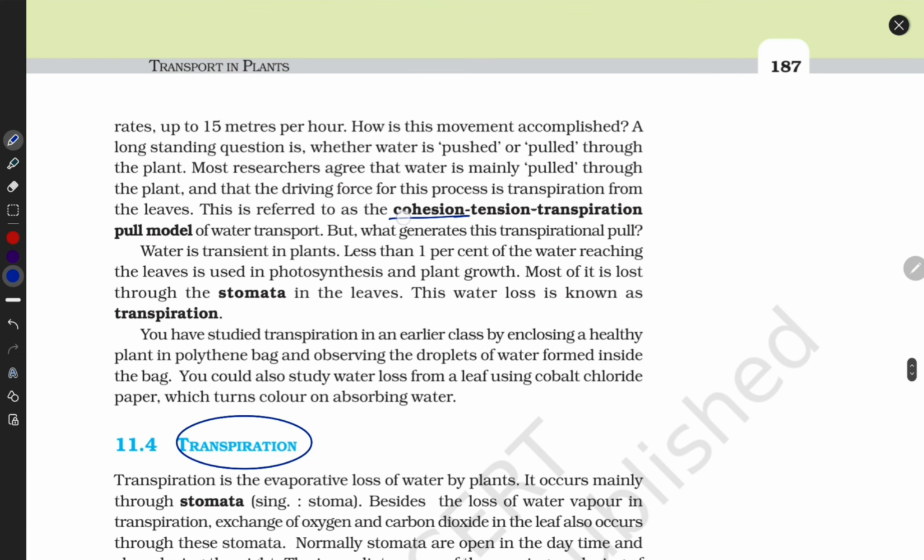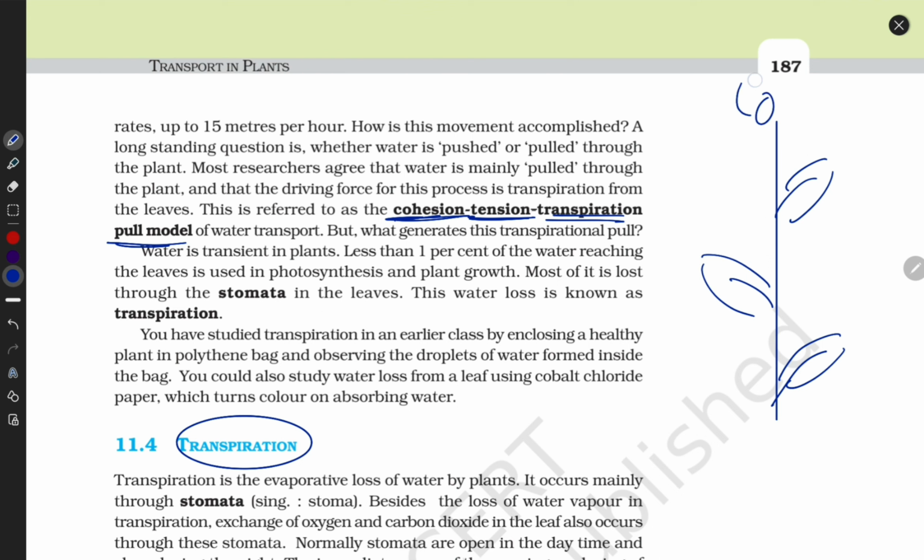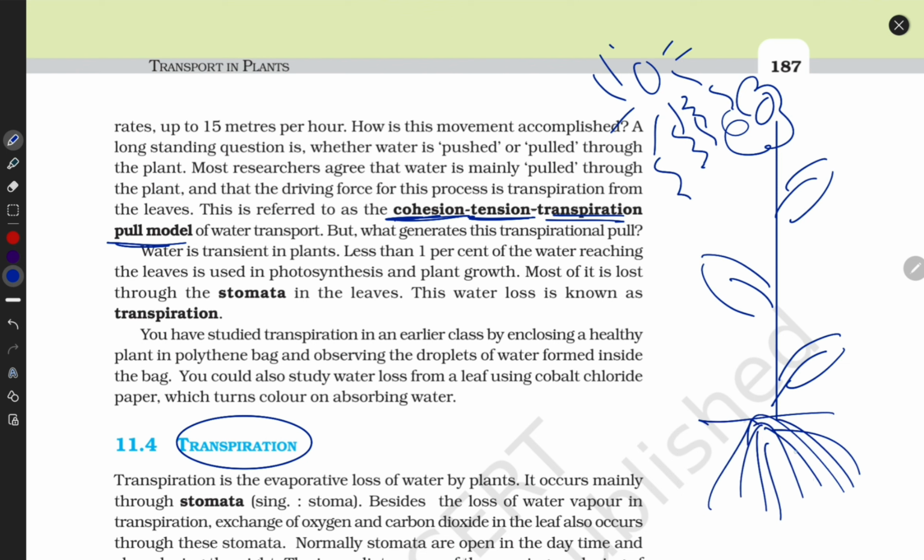Look at here, the cohesion tension theory. We can say cohesion tension transpiration pull model. Look at here guys. This is the plant leaf part, and a sunny day, highest temperature. Then what happens with the plant? The leaf evaporates its water. Water is lost in the form of transpiration, because of high heat, high temperature in the daytime.